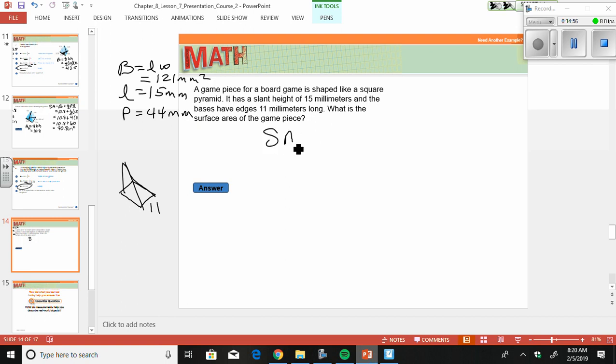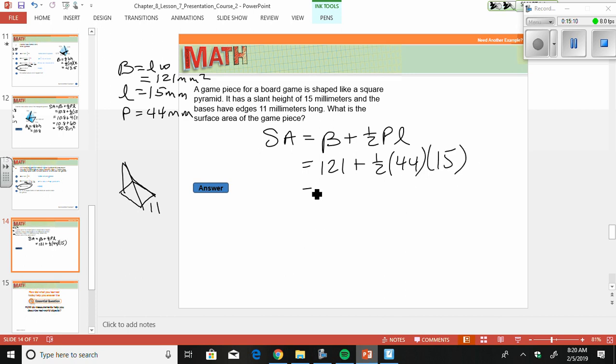Total surface area is equal to the big B plus 1/2 times the perimeter times L. So the big B is 121 plus 1/2 times the perimeter, which is 44, times the lateral height, which is 15. So that's 121 plus 22 times 15. So 22 times 15 is 330 plus 121. So that's 451 millimeters squared.